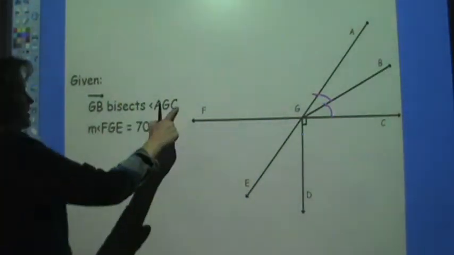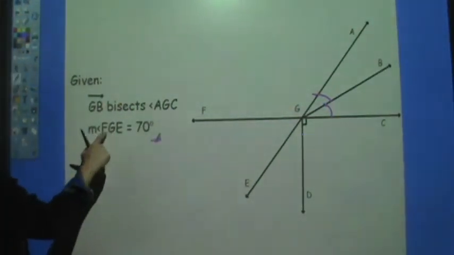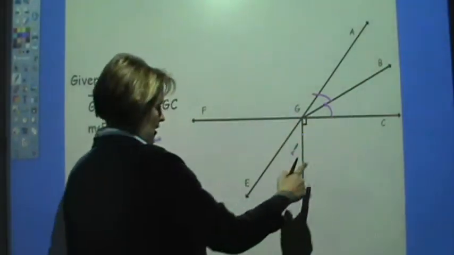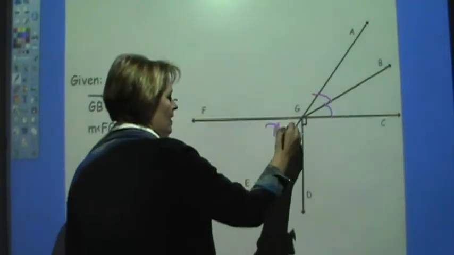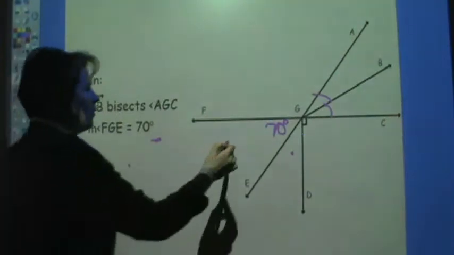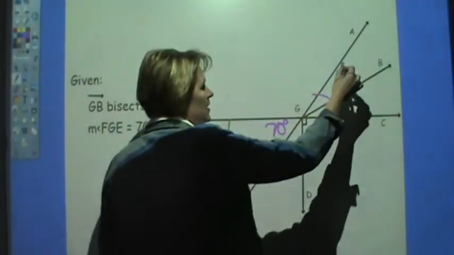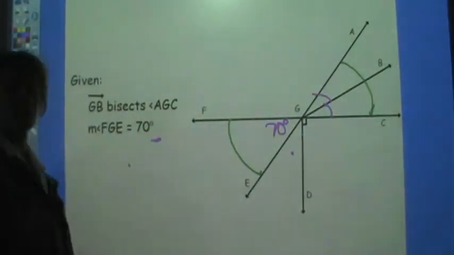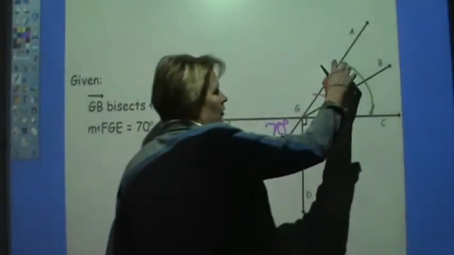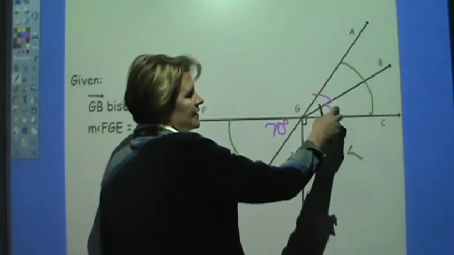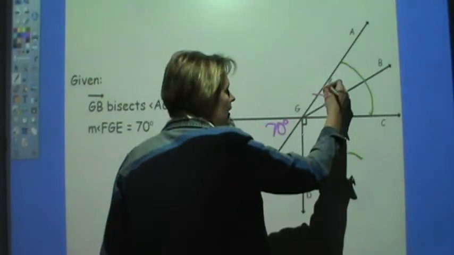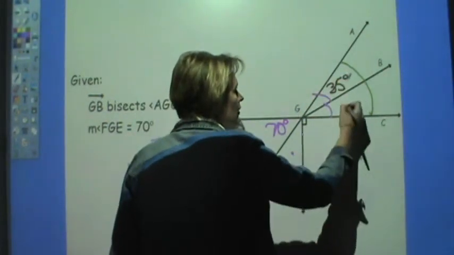That's our first clue. The measure of angle FGE is 70 degrees. If that's 70 degrees, we know this angle would be equal to this angle, because they're vertical angles, if you remember from the vocab. If you know this is 70, you know this is 70. If these two are the same, and they add up to 70, you know they both have to be 35 degrees.